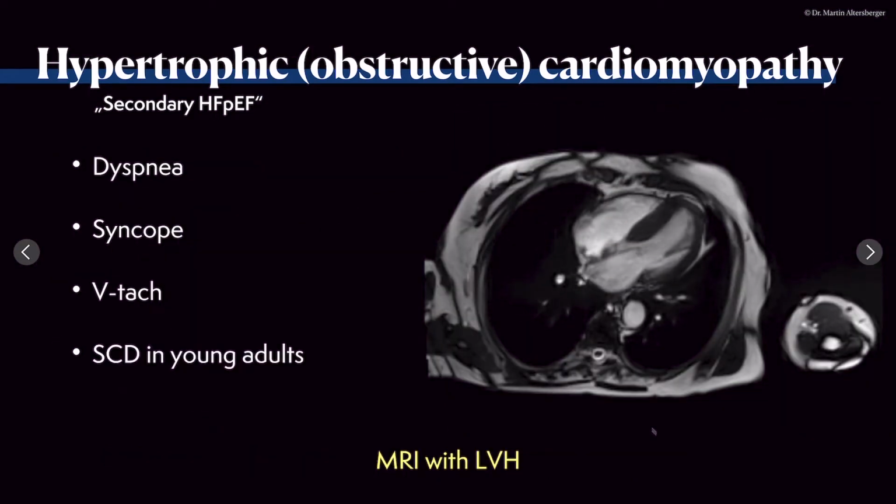Here we have a case with the MRI with left ventricular hypertrophy. You can see quite nicely that the lateral regions are not really hypertrophied, but the septal portions of the ventricle are truly severely hypertrophied. And these patients can suffer from dyspnea, but they can also have a syncope. They can suffer from VTAC, and as I said, sudden cardiac death is a topic, especially also in young and, before the diagnosis of hypertrophic cardiomyopathy, healthy individuals. Think about hypertrophic cardiomyopathy in athletes, because it's a common cause for sudden cardiac death in young athletes as well.